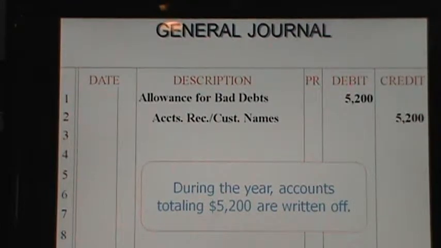And then during the year, accounts totaling $5,200 were written off. So in that case, we debit our allowance for bad debts $5,200, and then we find each individual person and credit the accounts receivable and each individual person's name that was written off that year.